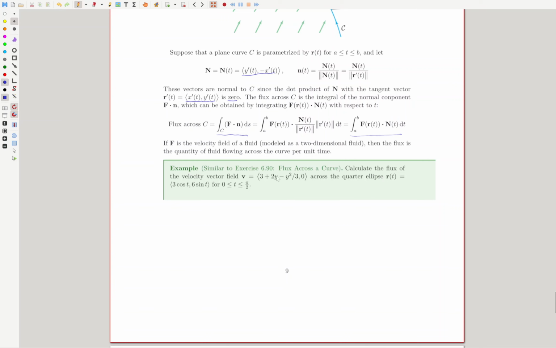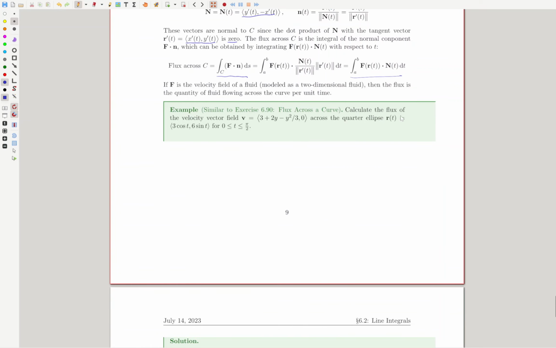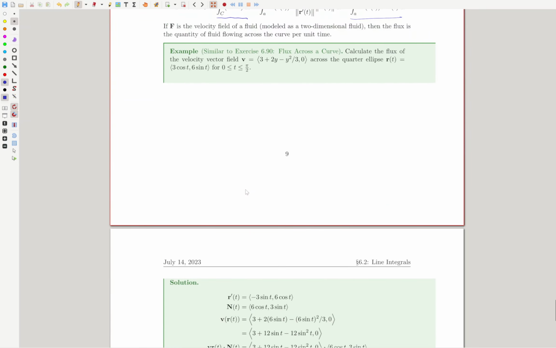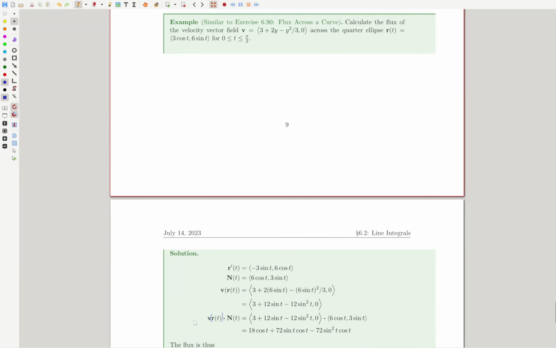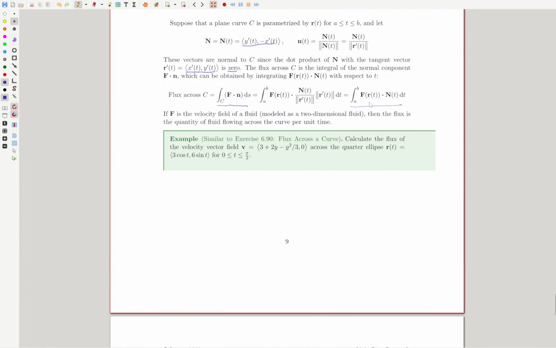Calculating flux. Just a concrete example, calculating things: the flux of this vector field across this given curve, this curve with a given parameterization. It's the same kind of procedure. So the flux is calculated by this expression.